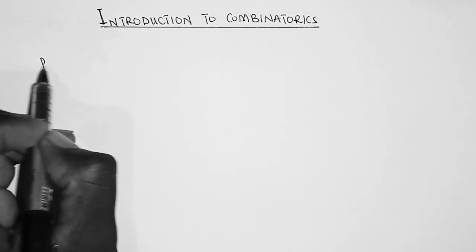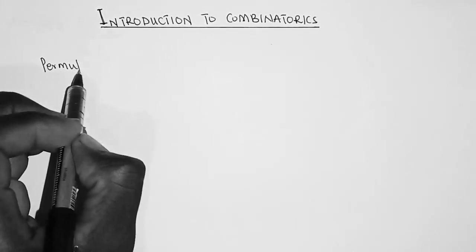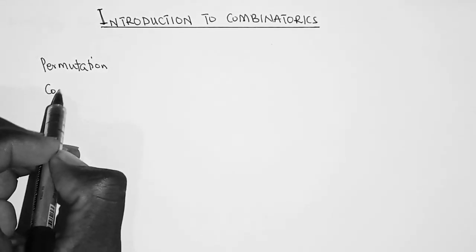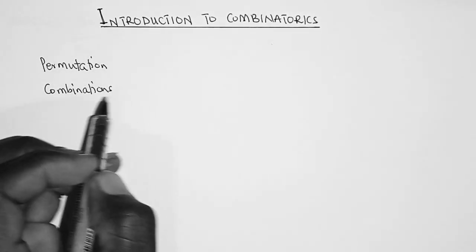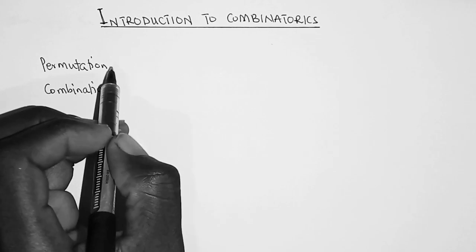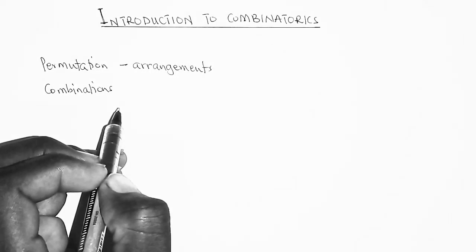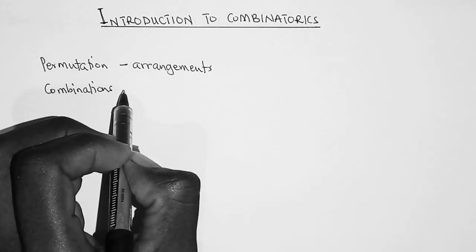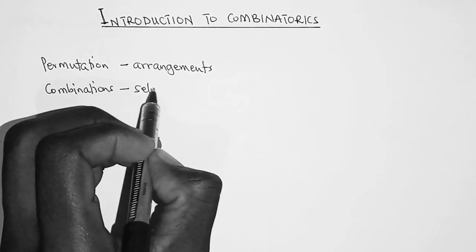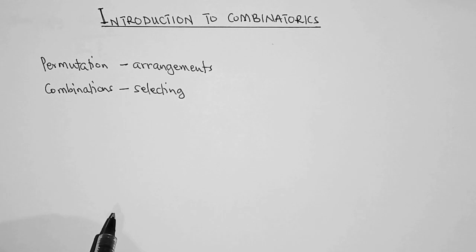In this video, we are going to talk about combinatorics. Combinatorics is concerned with permutations and then combinations. Permutation is concerned with arrangement of objects, and combinations is concerned with selecting objects. So let's talk about permutations.